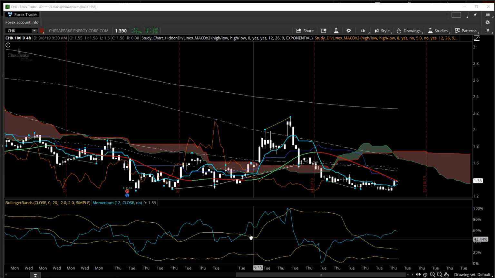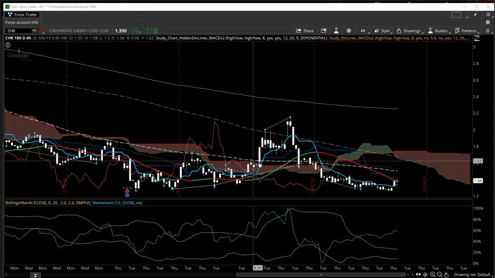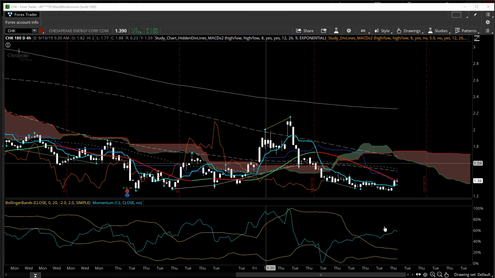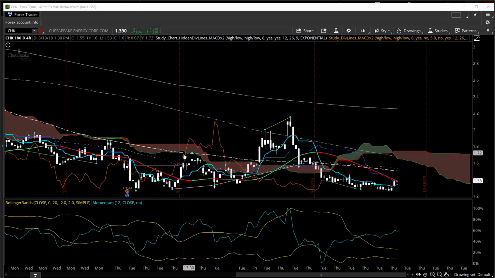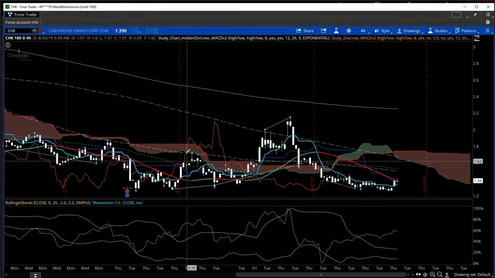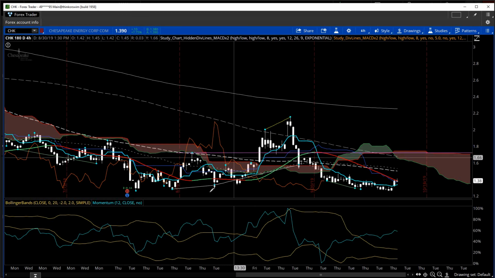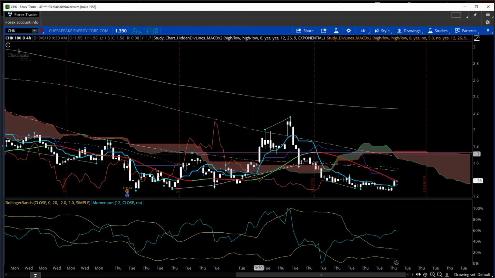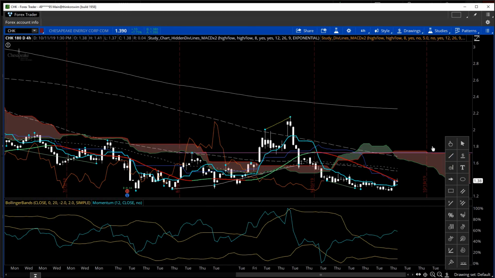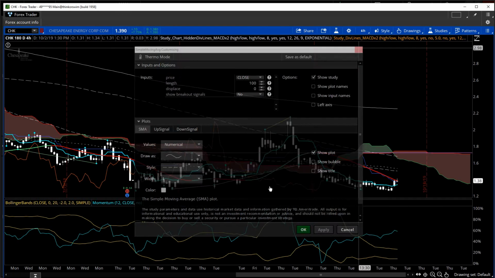If momentum's above the Bollinger Bands, you have to wait till it gets out of the cloud. If you do the fractals, for me, I would have waited till it broke above this fractal line, this purple line right here, because now it will be broken above the cloud, and it would have been above my 100 simple moving average.